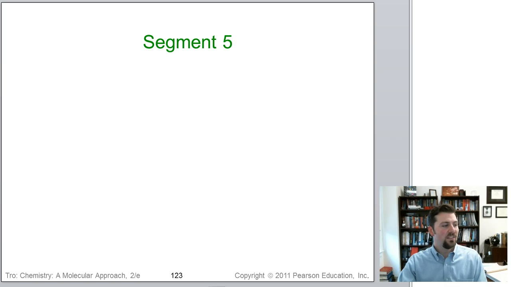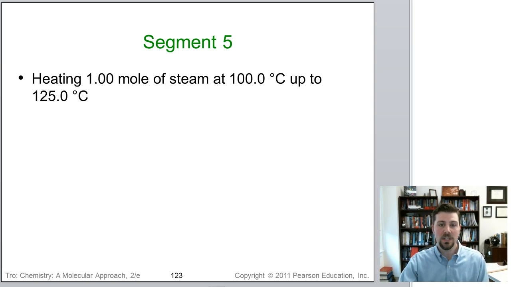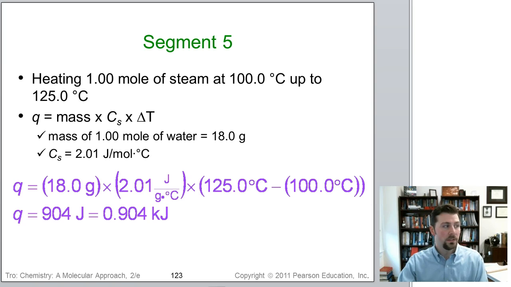Segment 5 is just changing the temperature up to whatever amount total you want. In this case, from 100 to 125, so we're going to change by 25 more degrees. Do the same thing, Q equals MC delta T, except our C here needs to be the value for steam, which is 2.01 joules per gram degree C. When you do the multiplication this way, the final minus the initial, you get 0.94.